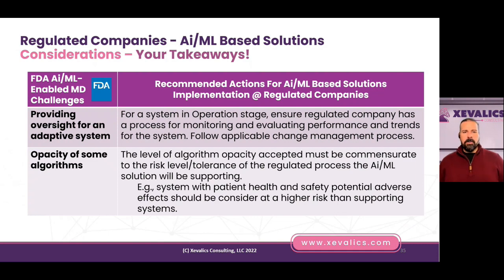For opacity of some algorithms, which are black box AI algorithms, the level of algorithm opacity accepted must be commensurate to the risk level tolerance of the regulated process the AI machine learning solution will be supporting. A system with potential adverse effect on patient health and safety should be considered at a higher risk than a supporting system. So basically, we should not allow implementing solutions that are black box if the health and safety of the patient would be at risk.